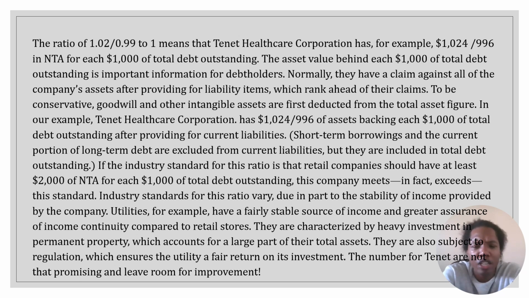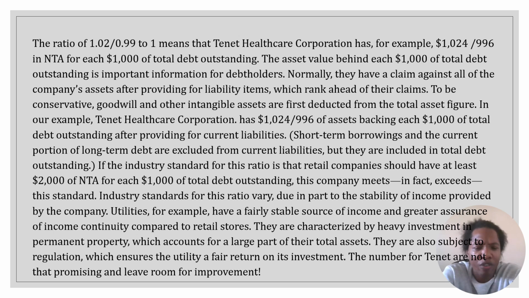Short-term borrowings and the current portion of long-term debt are excluded from current liabilities, but they all are included in total debt outstanding. The industry standard for this ratio in retail companies should be at least 2,000 of NTA for each 1,000 of total debt outstanding. Tenet, in fact, does not meet this standard.